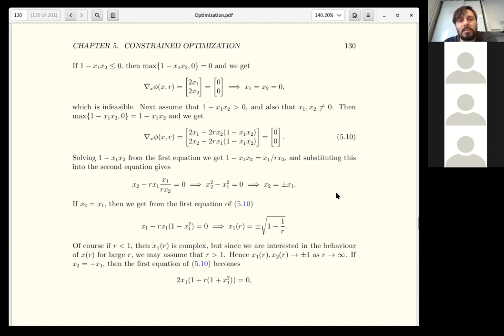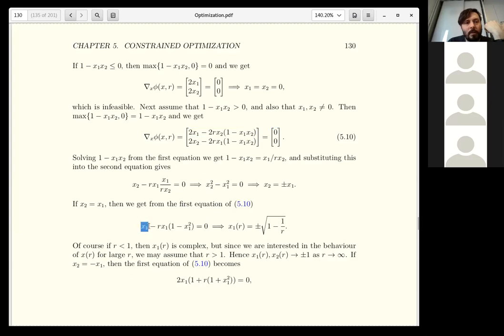We get that x2 is plus or minus x1. So we have x2 is x1 or x2 is minus x1. So either the x1 and x2 are the same, or they are opposite. They have opposite values. So we have two possibilities. If we set them to be equal, then we can use this to solve this equation here. Set x1 equal to x2.